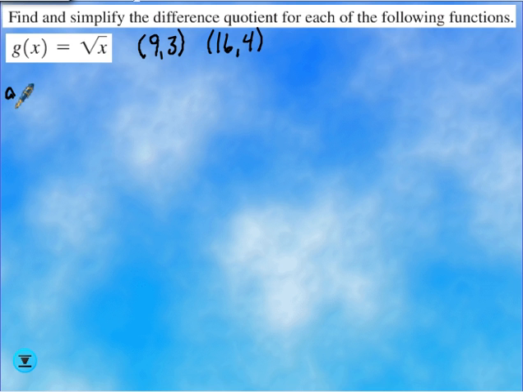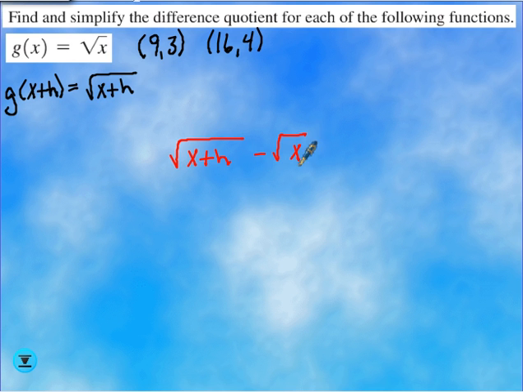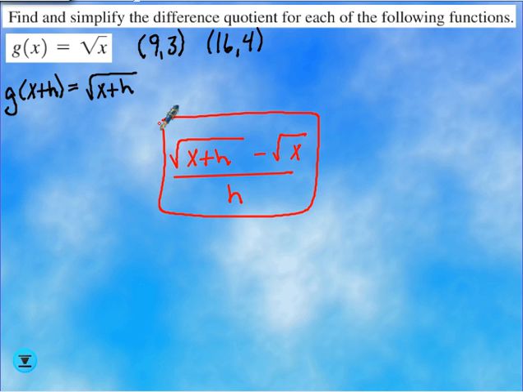This one's pretty nasty. g of x plus h, now this part's easier, is the square root of x plus h. Not too bad there. So we now have g of x, and we have g of x plus h. Our difference quotient formula says g of x plus h minus g of x all over h. That's your answer. Yeah, not a whole lot you can do with that.